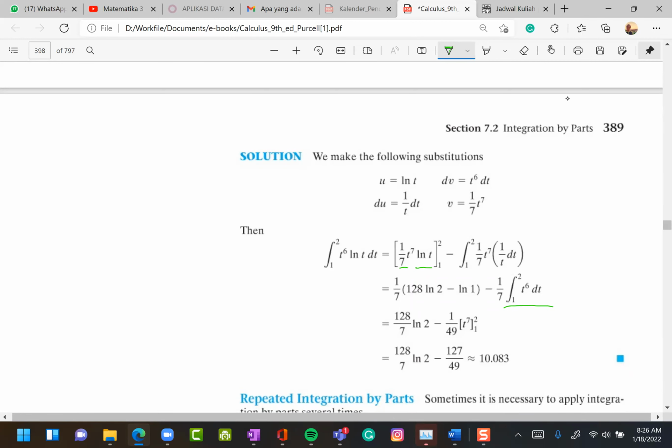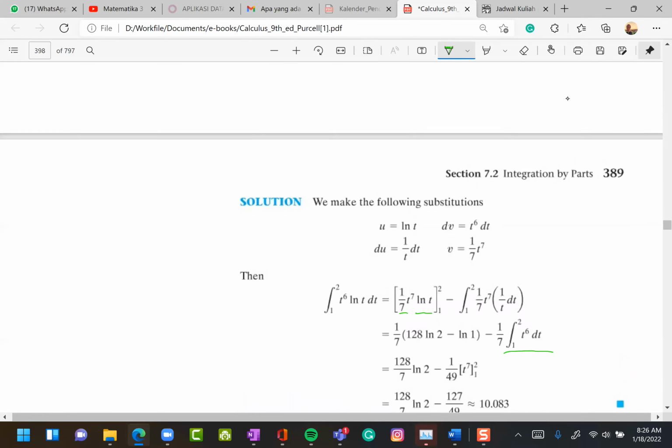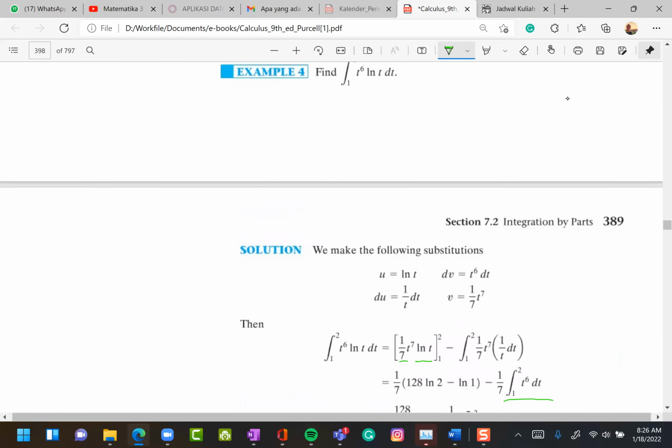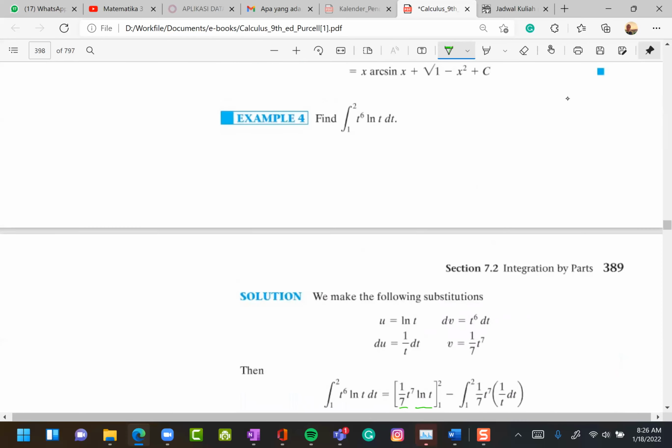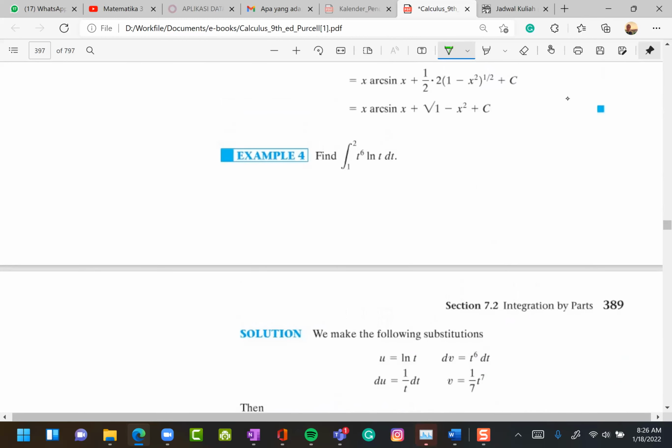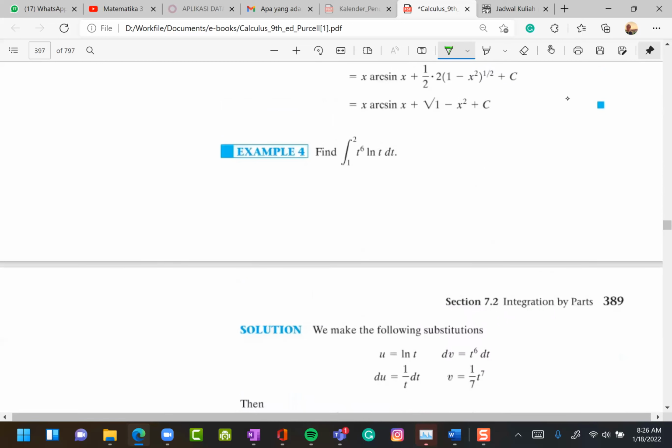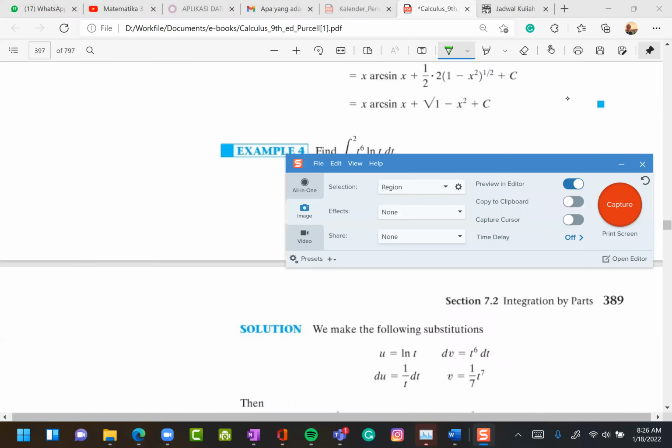Okay, so let's do the other way around. What if you choose v to be the polynomial? Okay, so let's do this one. Let's write it down.